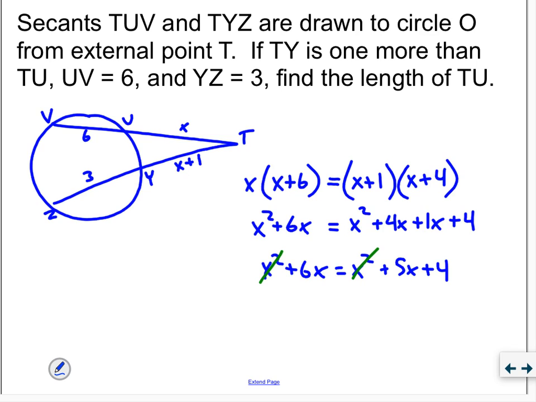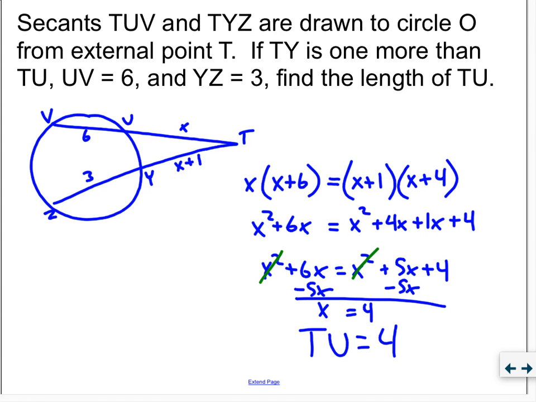You mean we have to use algebra like we did last year? Yeah, a little bit. Let's subtract 5x from both sides. So we get x equals 4. We want to find the length of TU. TU is represented by x. So TU equals 4. So 3 nice conjectures and 3 reasons why those conjectures are true. Add them to your conjecture list.